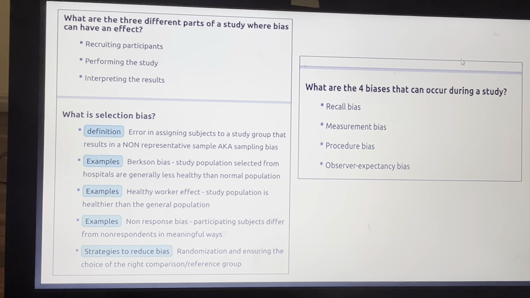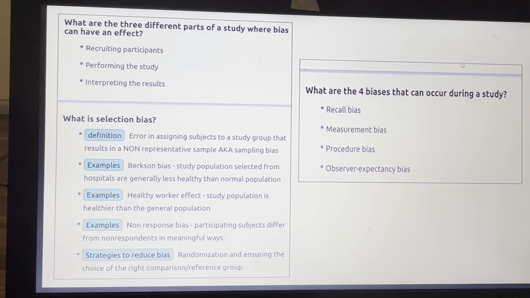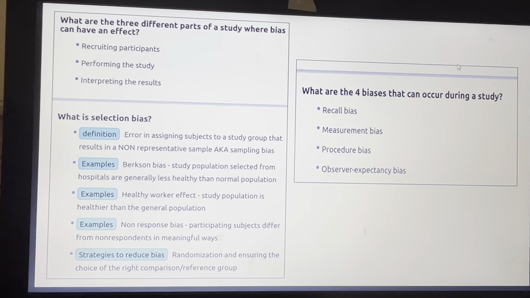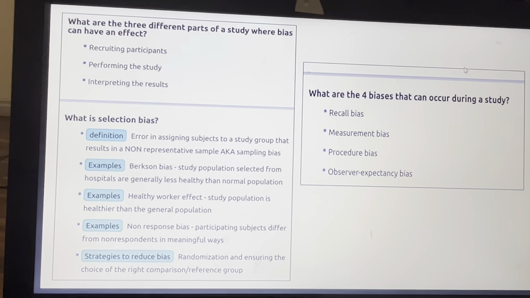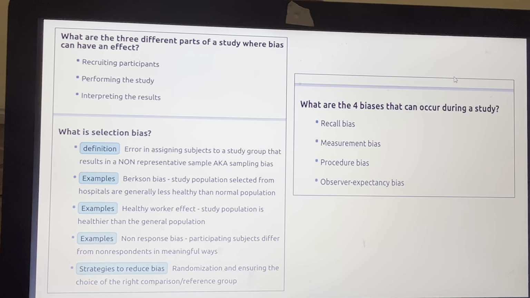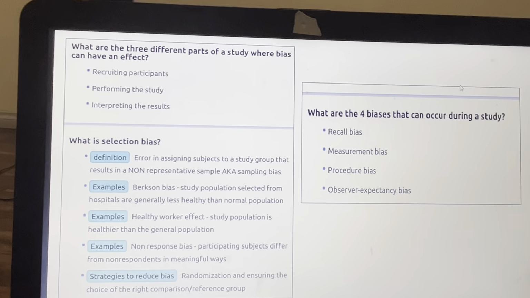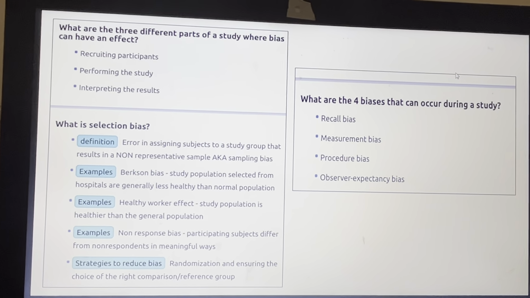So what is the selection bias definition? In selection bias, we are introducing bias during selecting a group, like an error in assigning subjects to a study group that results in a non-representative sample. The sample should be representative of the population.